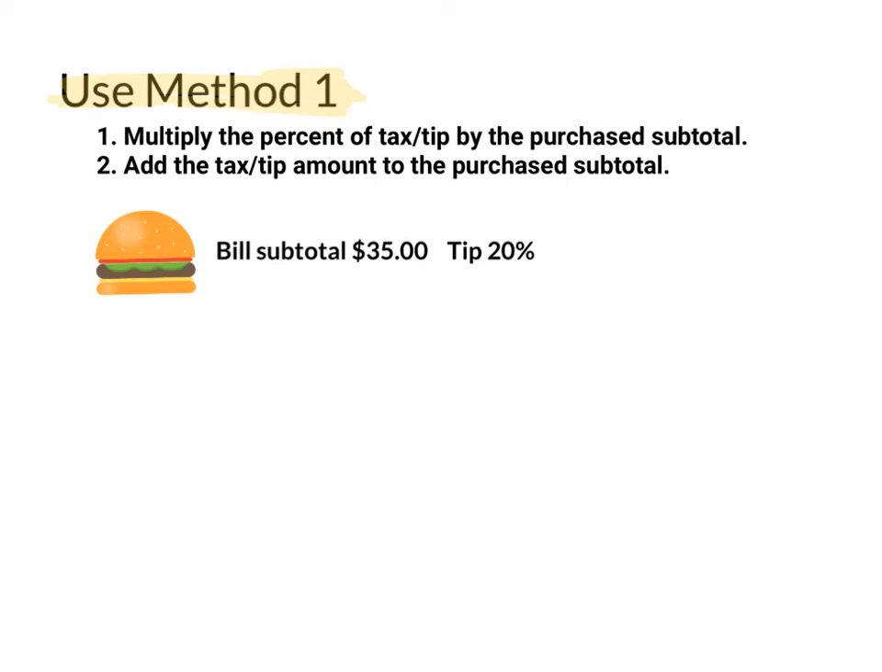Using method 1, we're going to start with step 1. Multiply the percent of tax or tip by the purchased subtotal. We have $35 worth of food, and we want to leave a 20% tip. We can simplify 20 hundredths as 2/10, and then we multiply.